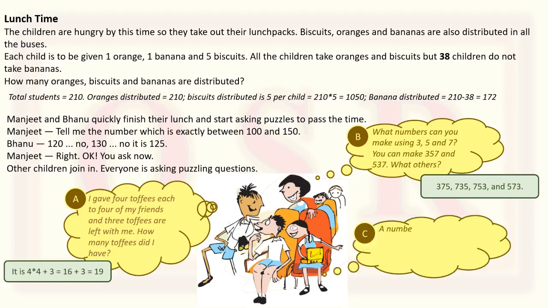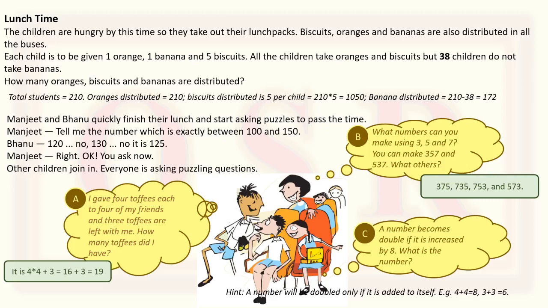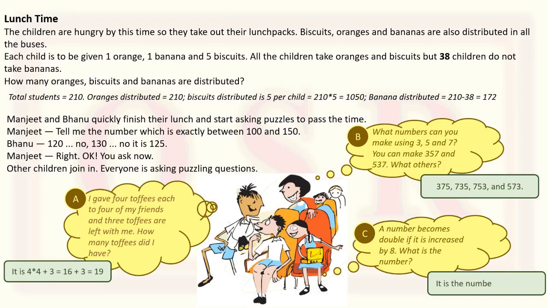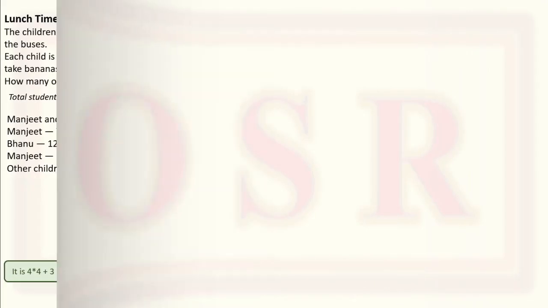Okay, a number becomes double if it is increased by 8. What is the number? It's very simple. Think about it. Hint: a number will be doubled only if it is added to itself. For example, 4 plus 4 is 8, 3 plus 3 is 6, right? So here it will be, what? It is the number itself, that is 8.